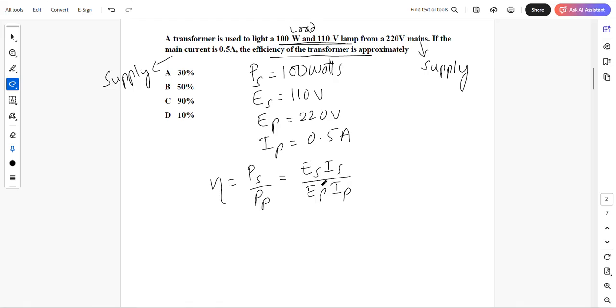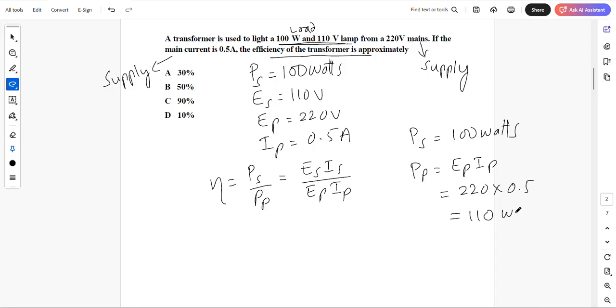How can you calculate the efficiency of the transformer? Here PS is given directly. PS is 100 watts. But here we do not know PP. How to calculate PP? PP is given by EP into IP. EP they have given, 220, into IP, 0.5. That is nothing but 110. Half of 220 means 110.